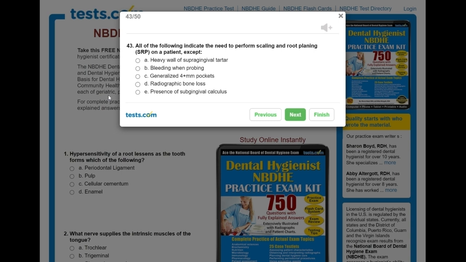Question 43. All of the following indicate the need to perform scaling and root planing, SRP, on a patient except: A. Heavy wall of supragingival tartar. B. Bleeding when probing. C. Generalized 4+ millimeter pockets. D. Radiographic bone loss. E. Presence of subgingival calculus.